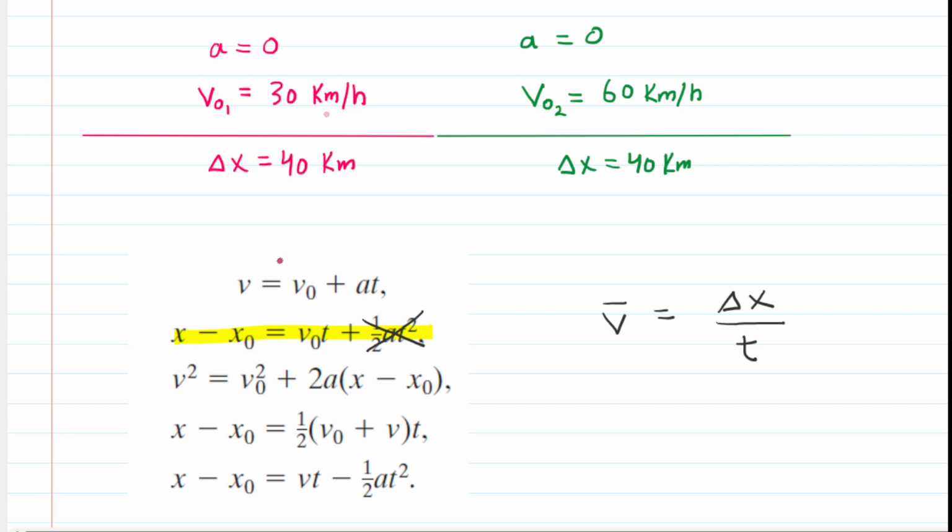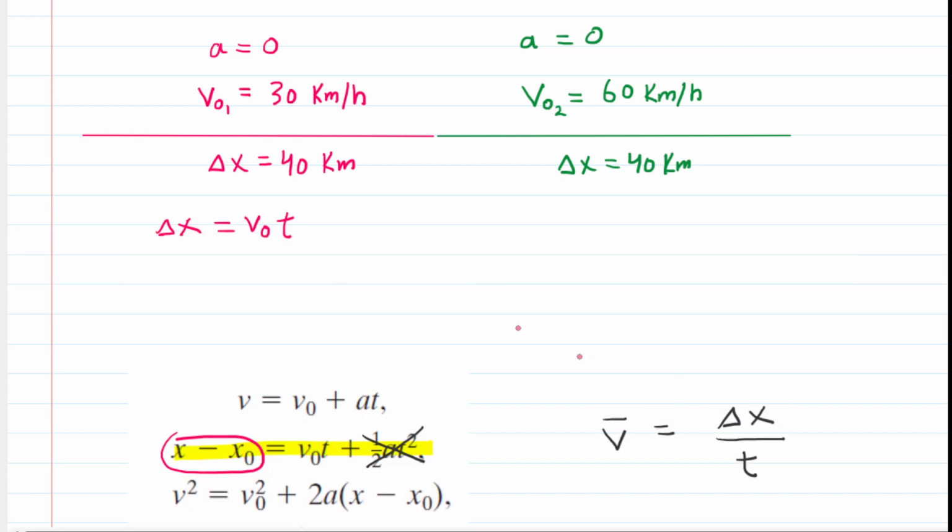So for example, for the first leg of the journey, we could write that the delta x, which is equivalent to this x minus x naught, that delta x would equal the initial velocity multiplied by the time. And then to solve for the time, we would just divide both sides of that equation by the initial velocity. So we have delta x divided by the initial velocity is going to equal the time. We're going to call that t1 because that's for the first leg of the journey. We'll have the same equation for the second leg of the journey.